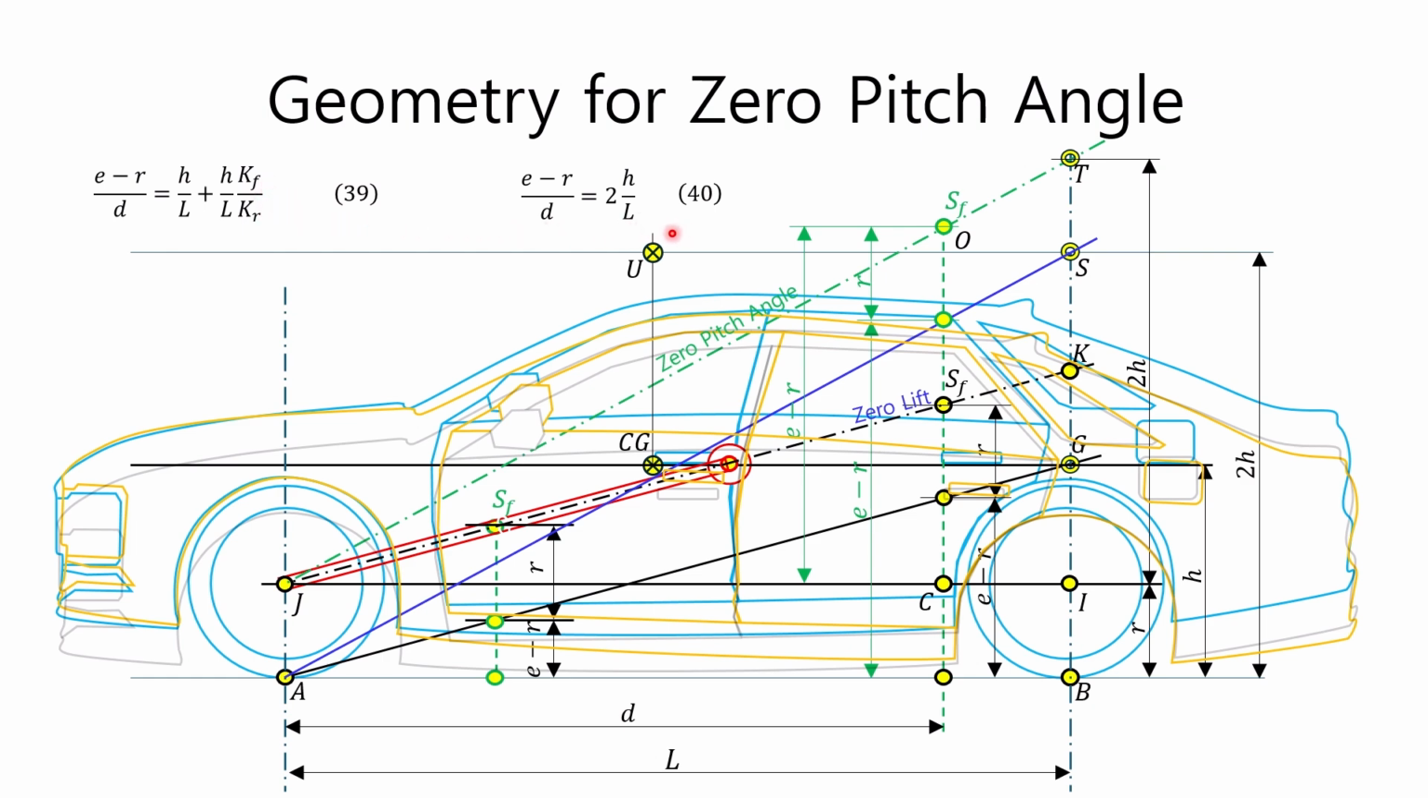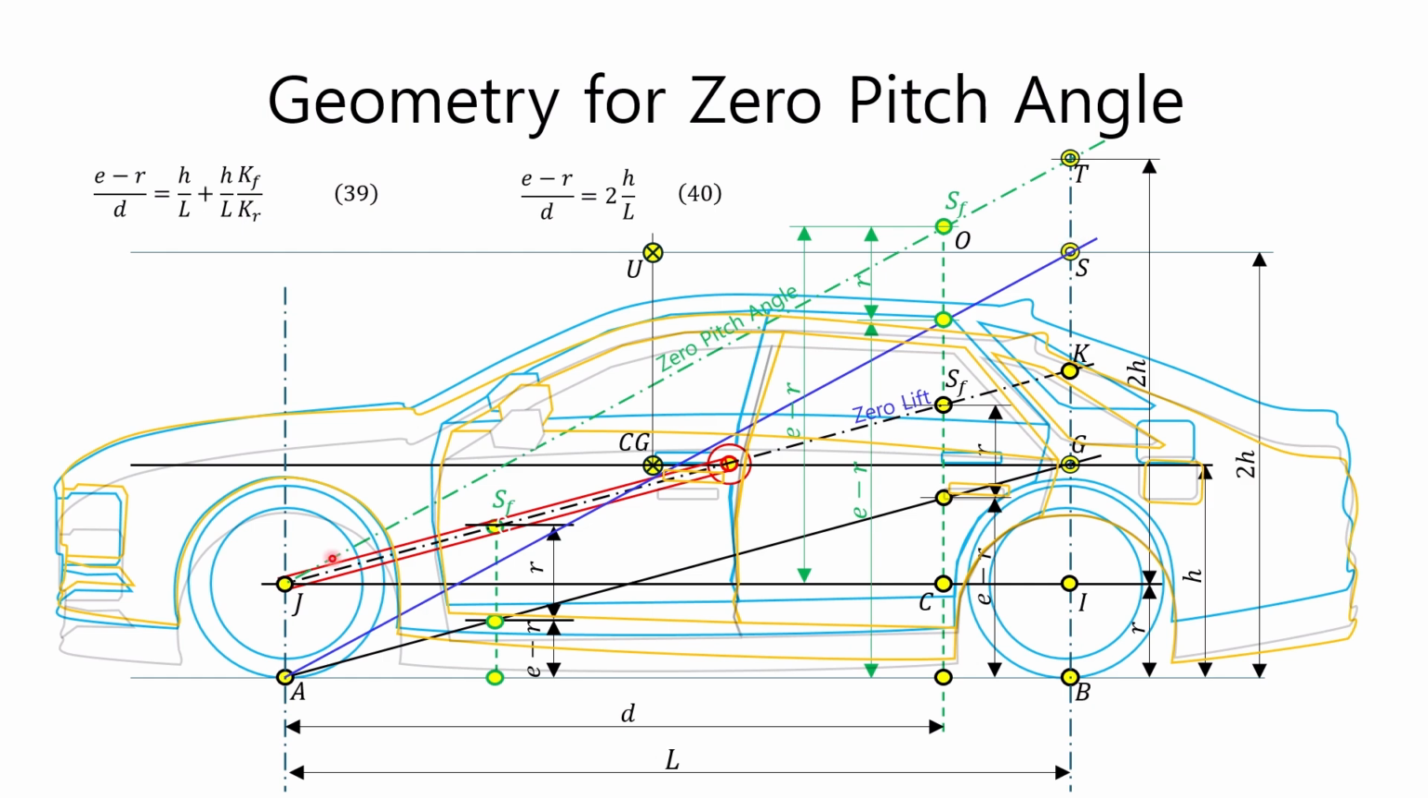In the figure, point S contains point U, which is at twice the height of the center of gravity, cg, and is the point where a horizontal line parallel to the ground intersects the vertical line passing through the rear tire contact center B.